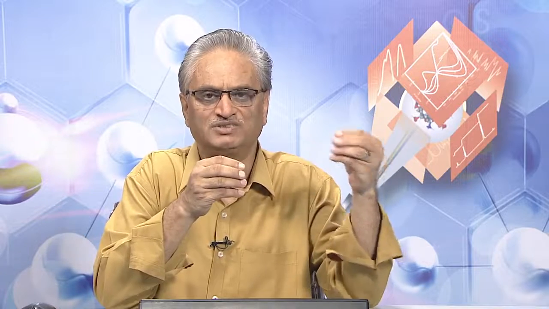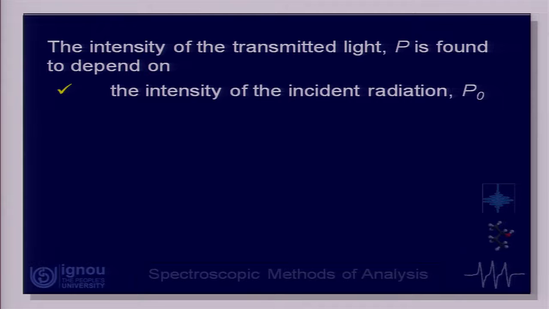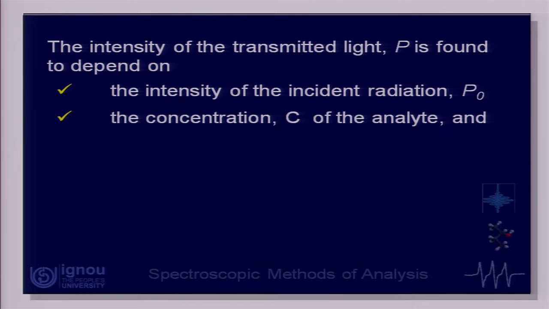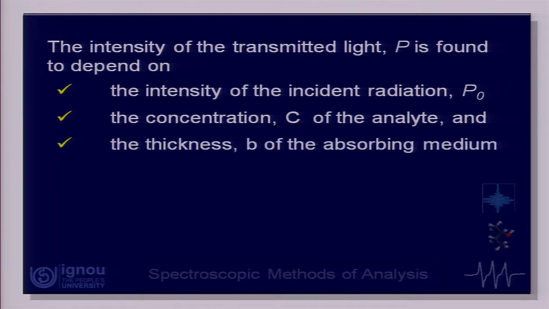Let us go further. When I take a sample and put some radiation on it, the radiation coming out, the transmitted light, is what I want to observe. We find that this transmitted light depends on the intensity of the incident radiation, P naught; second, the concentration of the analyte, that is, how much of the material is there in the container; and the third component, the thickness of the absorbing medium. Say this is my radiation coming in, this is my sample, this is my P naught coming in, and what comes out from here is P.